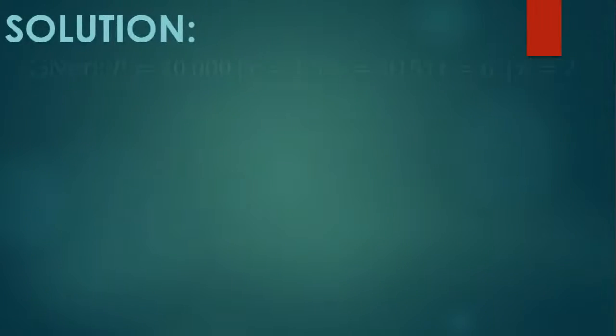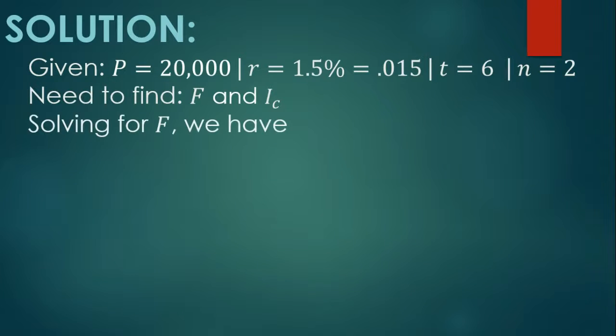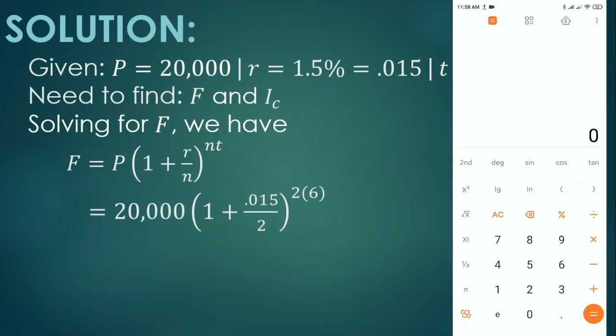So, for the solution, the given are, the principal is 20,000. The rate is 1.5%. Converting this to its equivalent decimal form, moving the decimal point twice to the left, will give us 0.015. The value of T is 6 since semi-annually siya, ang value ng N ay 2. So we need to find the value of F and the compound interest I sub C. So solving for F, we use the formula F is equal to P times 1 plus R all over N raised to NT. So substituting the given, the value of P is 20,000, the value of R is 0.015, the value of N is 2, and the value of T is 6.